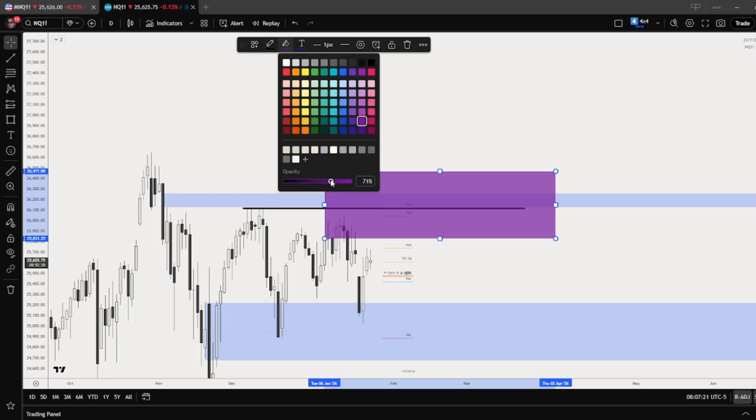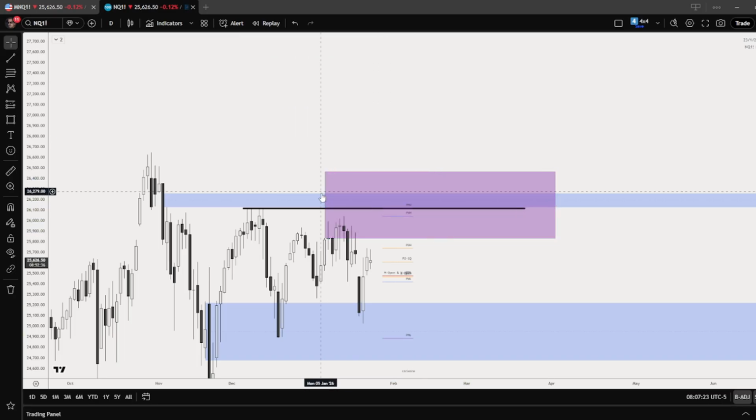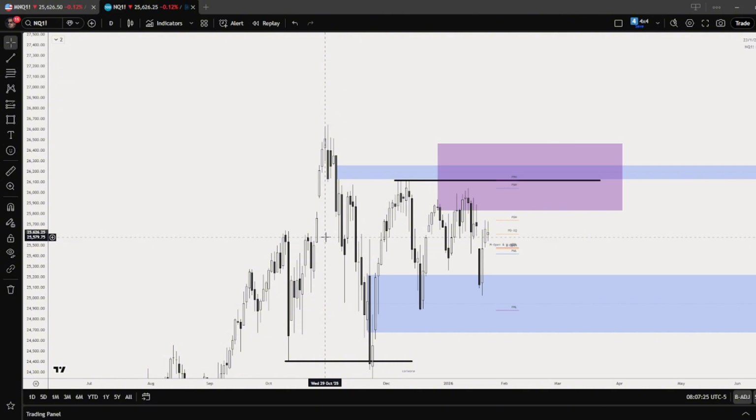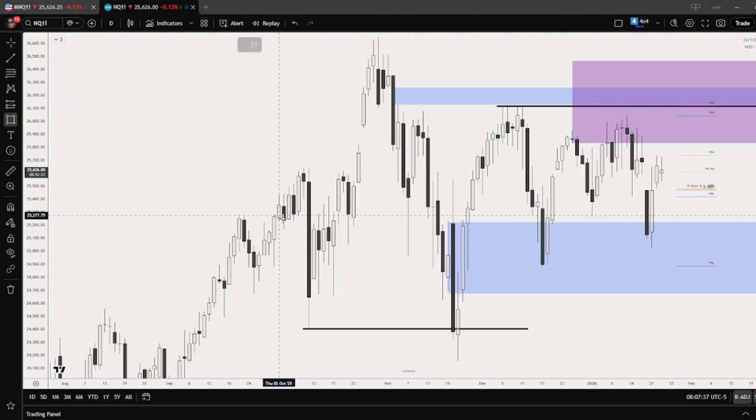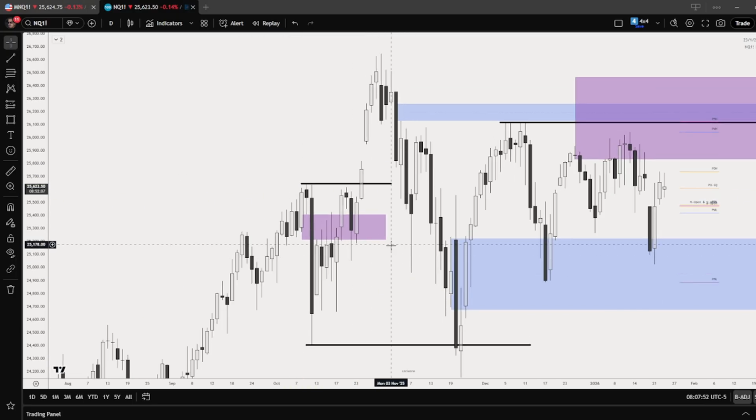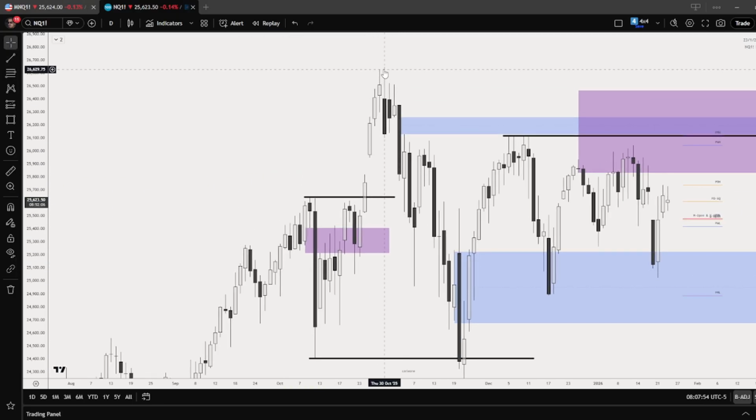Let's make it more adorable. Take a look how this fair value gap was working as resistance many times. After inversion, we used it as a perfect support to sweep that liquidity and make new all-time highs.